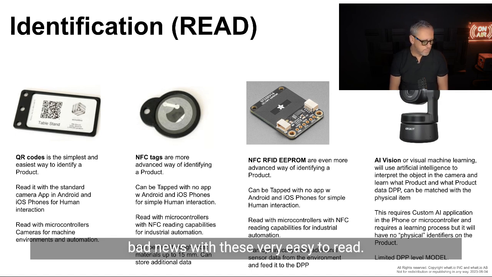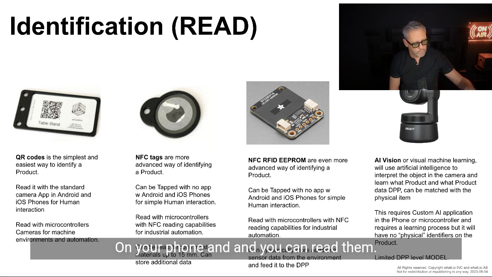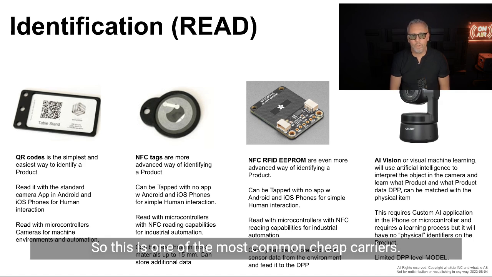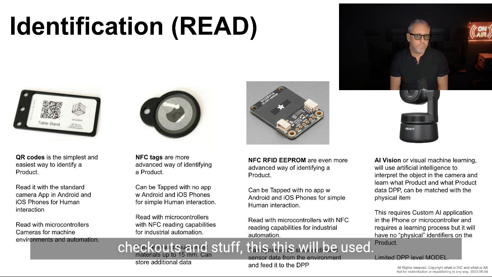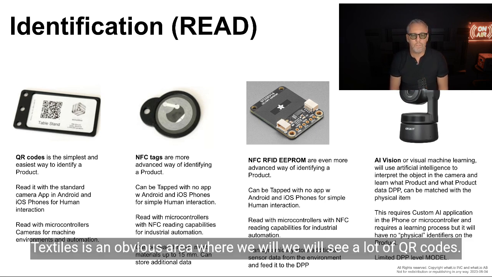They are very easy to read. Obviously, you use the camera on your phone, and you can read them. This is one of the most common cheap carriers, and I think when it comes to generic DPPs, in many senses for logistics and shop checkouts and so on, this will be used. Textiles is an obvious area where we will see a lot of QR codes.